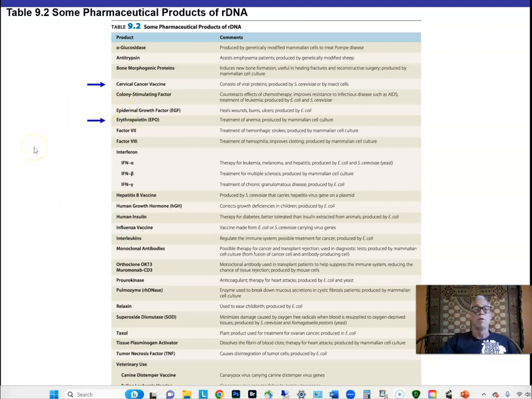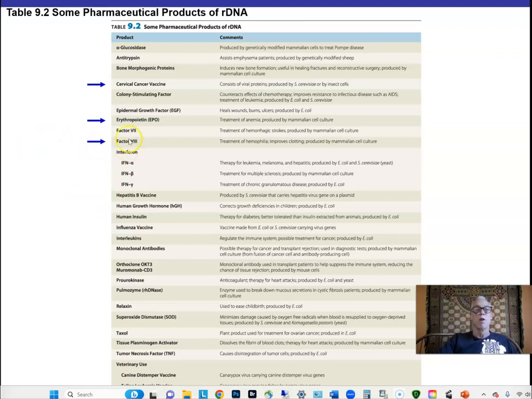Erythropoietin, you've probably heard of blood doping. Well, sometimes patients need a little shot in the bone marrow in order to get more red blood cells made. We can have some recombinant erythropoietin to inject into the patient, and then their bone marrow will produce more red blood cells.